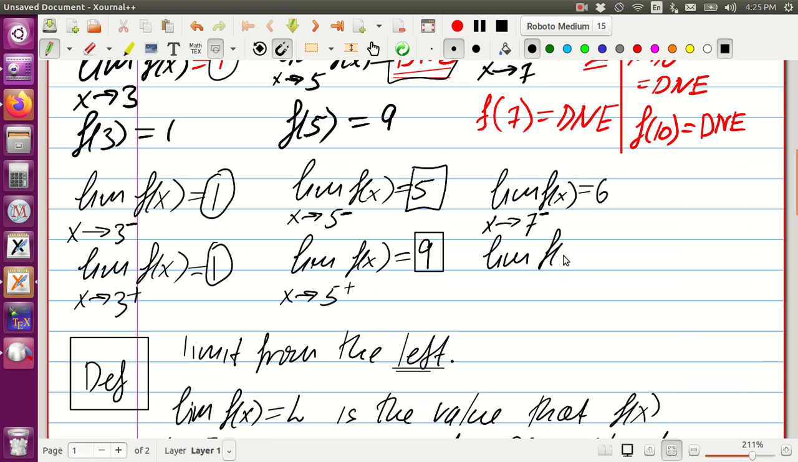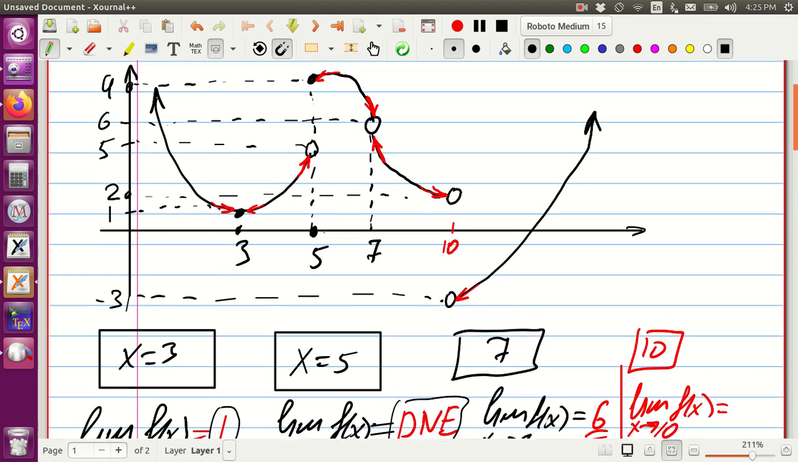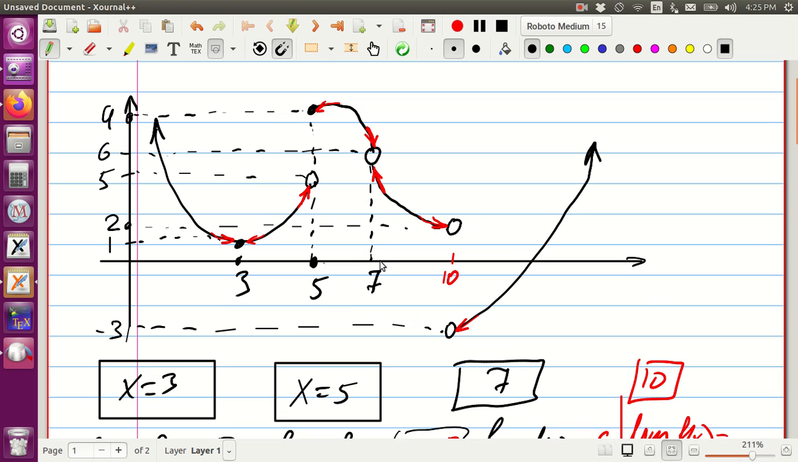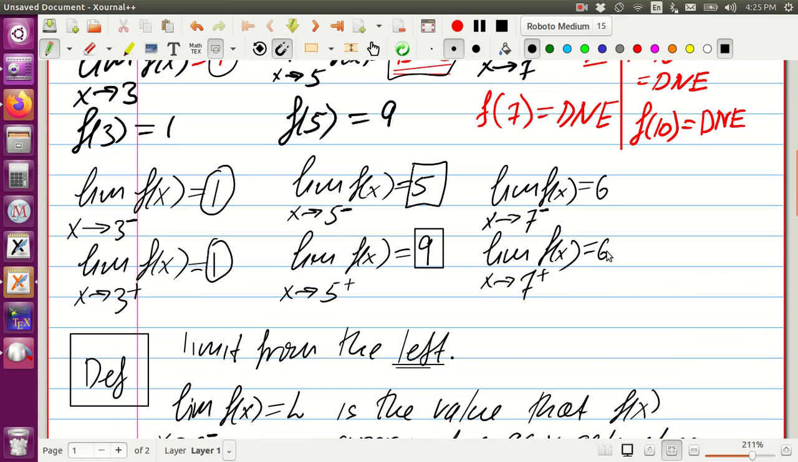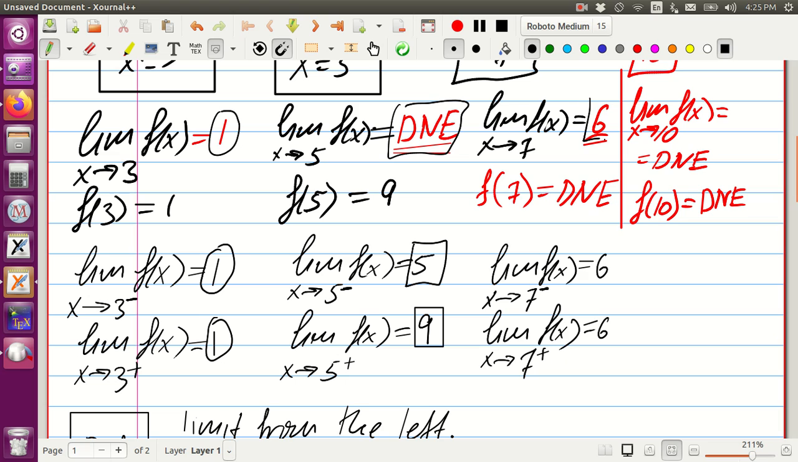Then we do limit of f of x when x approaches 7 from right. So let's look at what happens on the picture. We're on the right side of 7, so that means we follow this curve, and we're getting closer and closer to 6. So we'll also put 6. Let's notice something. This is 6, this is 6, and this is 6.